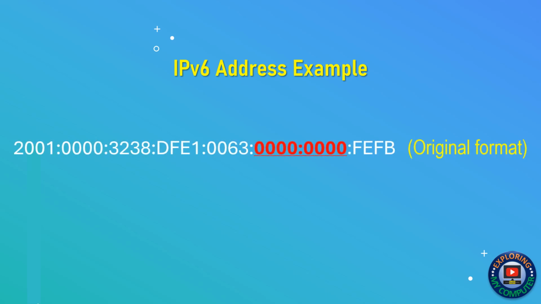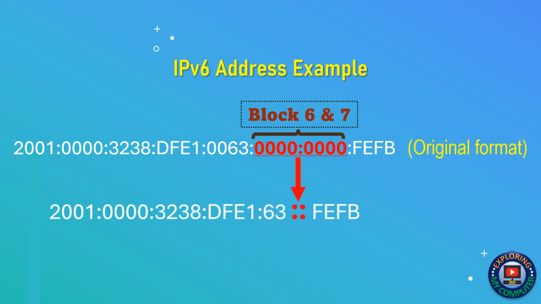Rule 2. If 2 or more blocks contain consecutive zeros, omit them all and replace them with a double colon, such as in the 6th and 7th block. The resultant format is shown here.